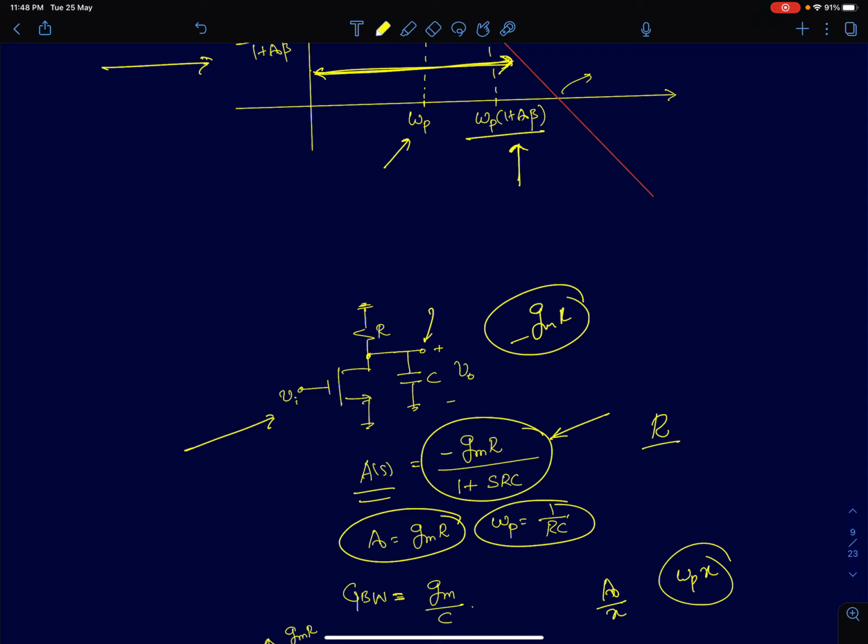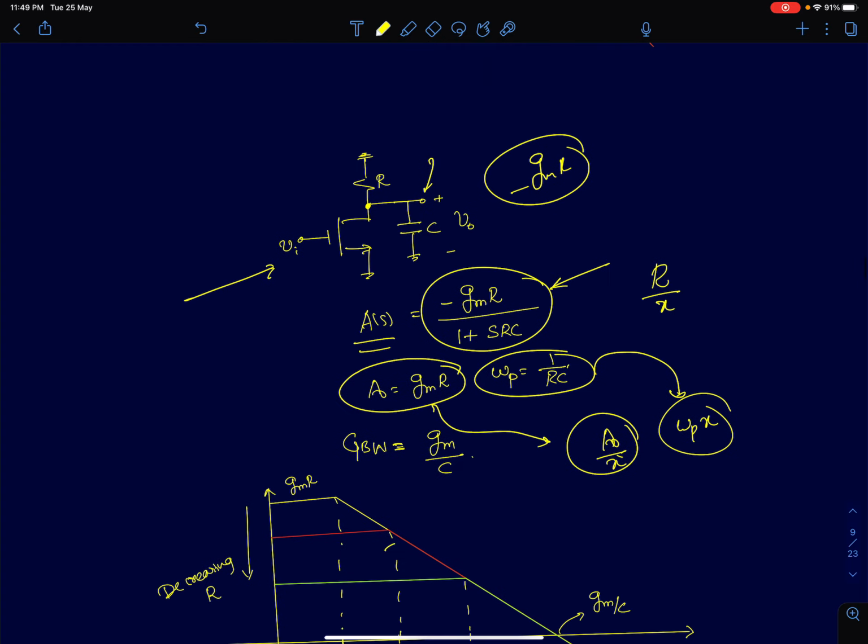Now let's say I reduce my resistance by a factor X. Your DC gain becomes A0 by X, because your resistor reduces, so the DC gain also reduces. But the pole increases by the same factor. So this way, I was able to reduce the DC gain and extend the bandwidth. This can be readily accomplished in an open loop amplifier itself. You don't necessarily have to go for negative feedback to get this benefit.